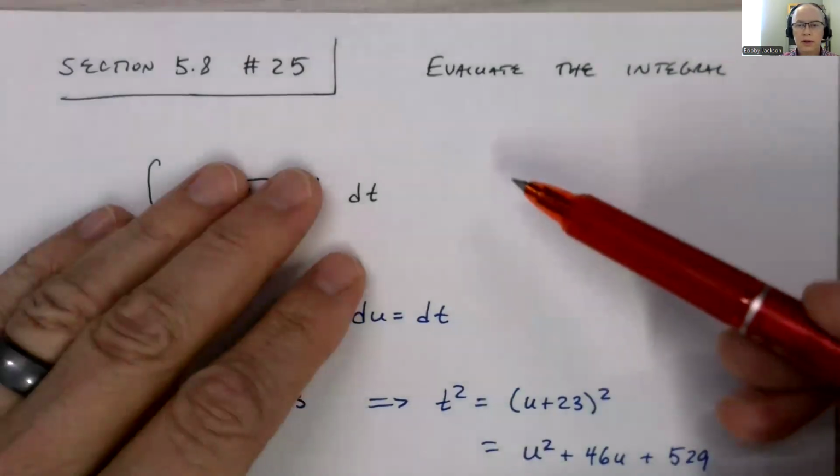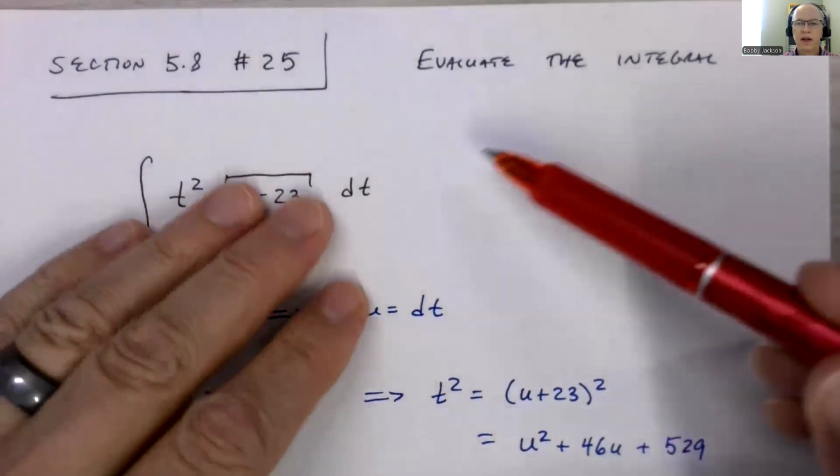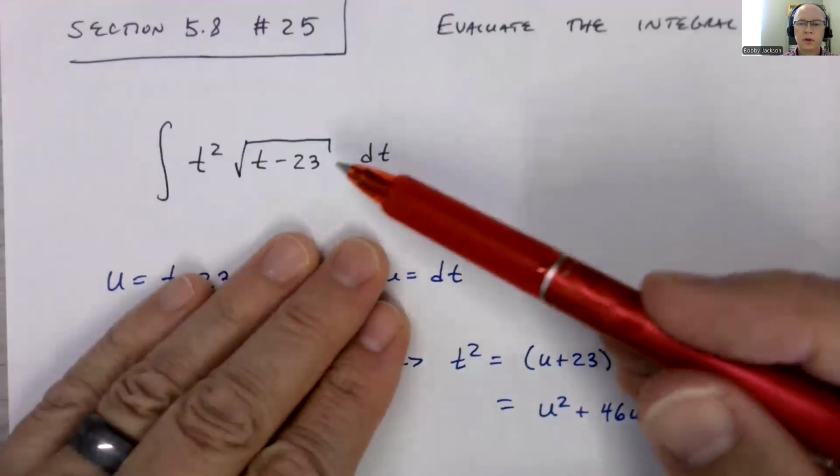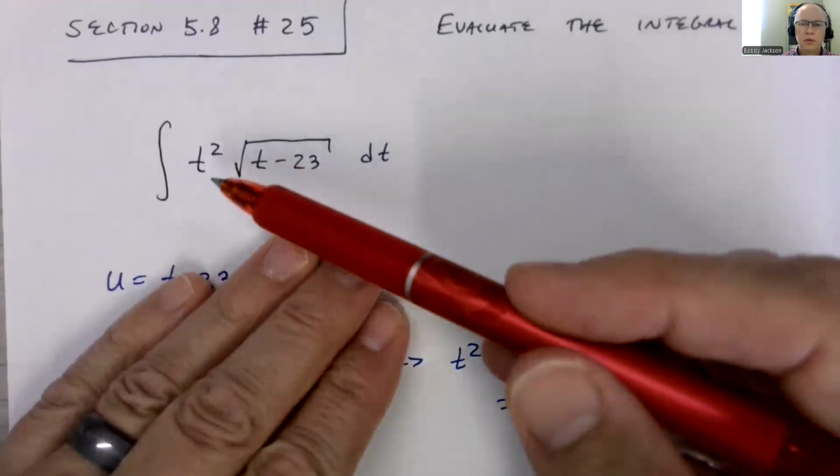All right, we're going to look at this one, number 25. I think this is the last one in this section 5.8. We're going to evaluate this integral right here. Notice the independent variable is t. And so, what can we do here?